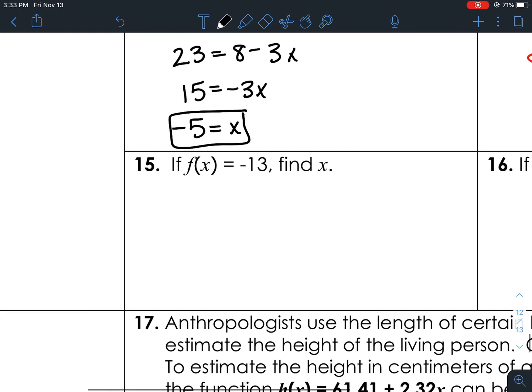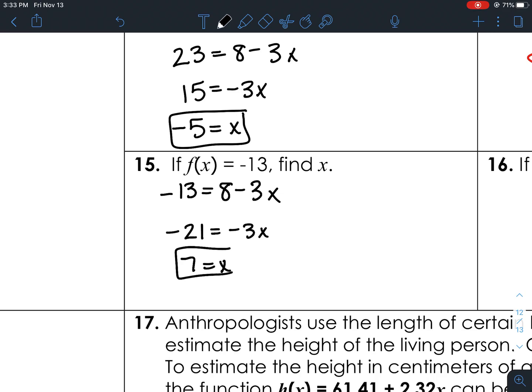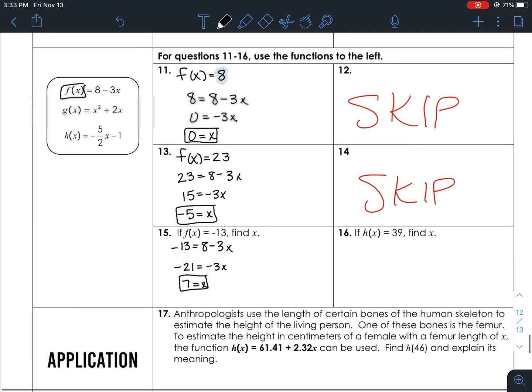Okay, for 15, it wants us to now plug in negative 13. So once again, negative 13 equals 8 minus 3x. Negative 13 minus 8 will give us negative 21 equals negative 3x. Divide by negative 3, so I get 7 equals x. So there's kind of the difference.